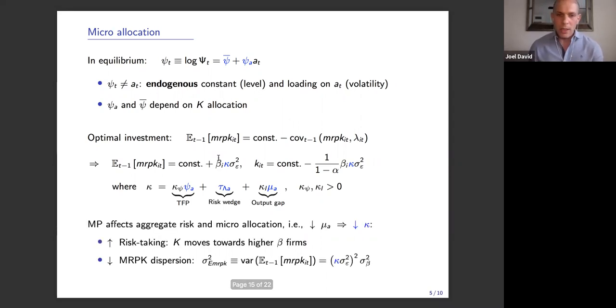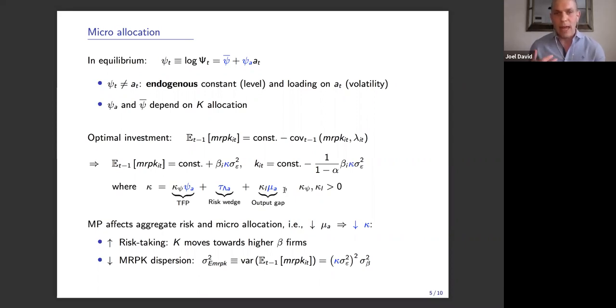So what's the role of monetary policy? Well, monetary policy is directly going to choose this mu A. So countercyclical policy, meaning a smaller positive or negative mu A, is going to reduce aggregate risk. Macroeconomic fluctuations are going to be smaller because the central bank is smoothing. That reduces kappa. Looking at my capital equation here, that's going to cause shifting of capital from low to higher beta firms, meaning when the central bank is reducing aggregate risk, the private sector is going to react by taking on more risk.